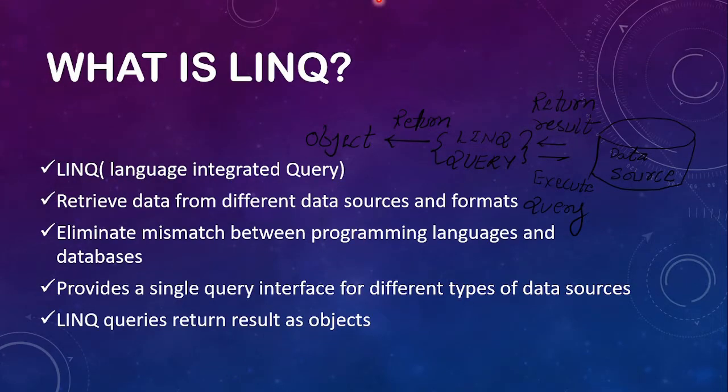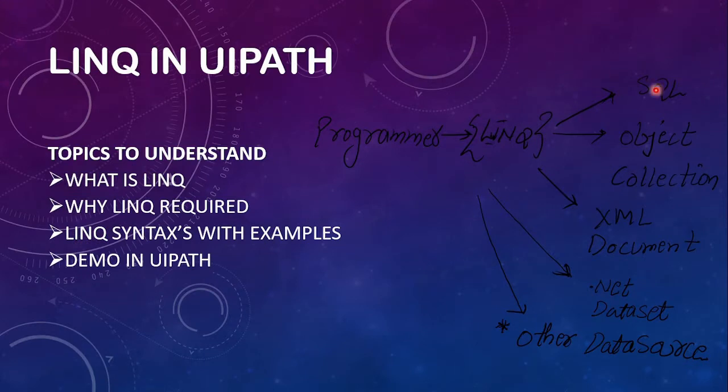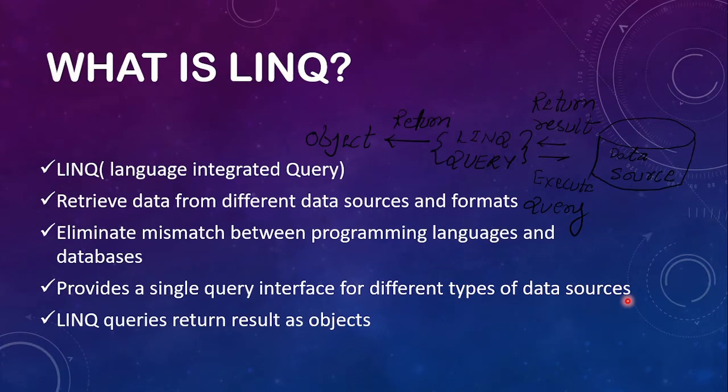Linq is Language Integrated Query, which was introduced by Microsoft in its .NET Framework version 3.5. It is generally used to retrieve data from different data sources and formats. It doesn't matter whether your data source is SQL, an object collection, an XML document, a .NET dataset or any other data source. Also, it eliminates the mismatch between programming languages and databases.